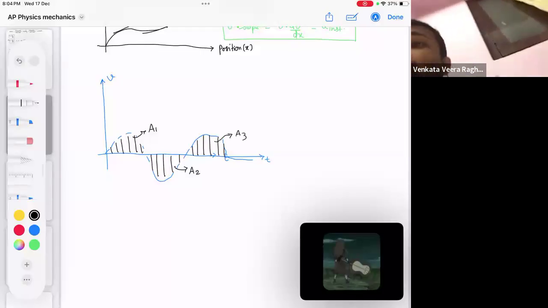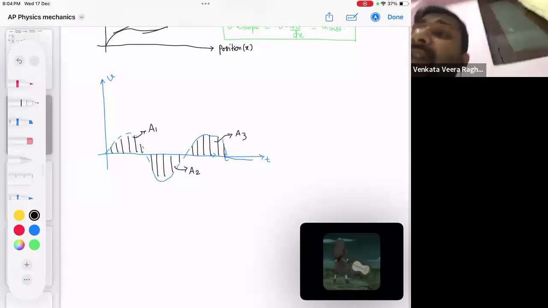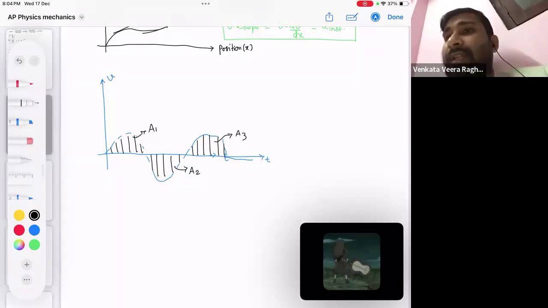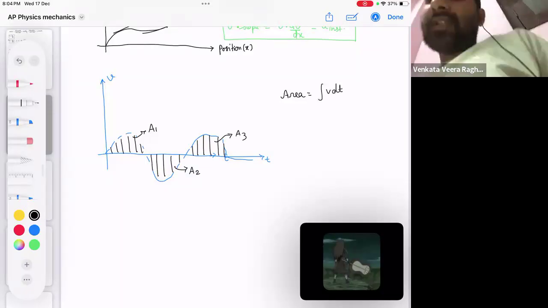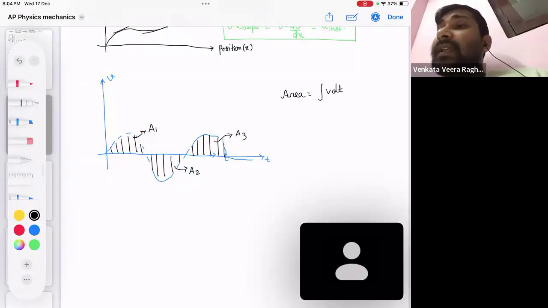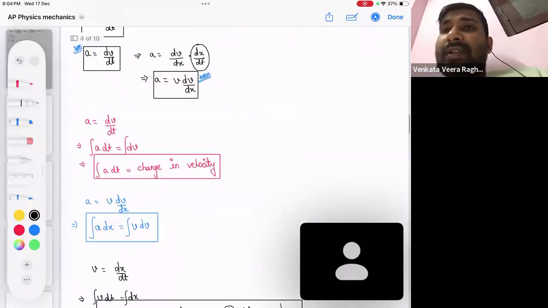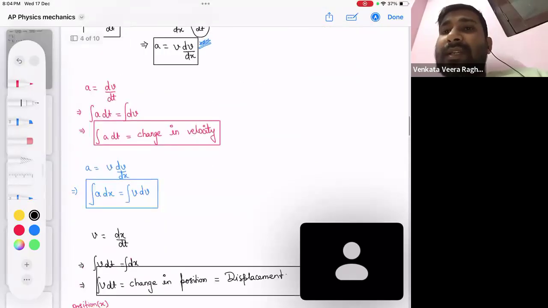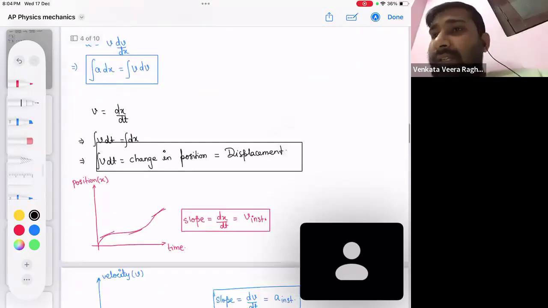Look at the graph. It's a graph of velocity versus time, and we want to know the area of the velocity versus time graph. Can you tell me what the area will represent here? Area means integration of v dt, isn't it? Please check. What is the integration of v dt? The integration of v dt is the change in position, or displacement.